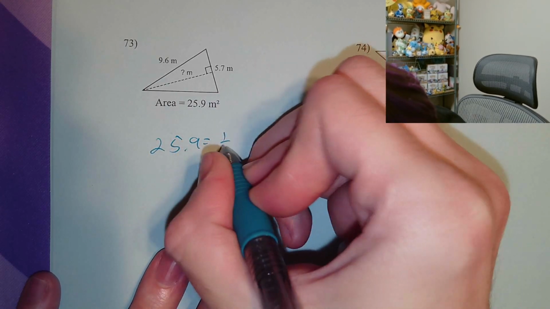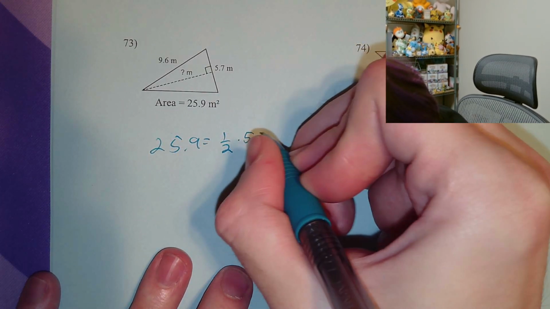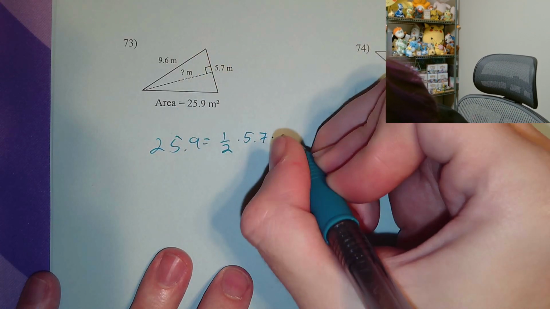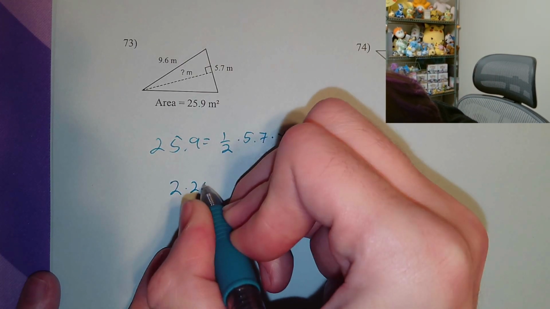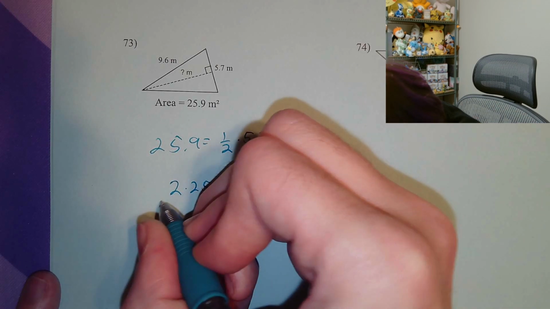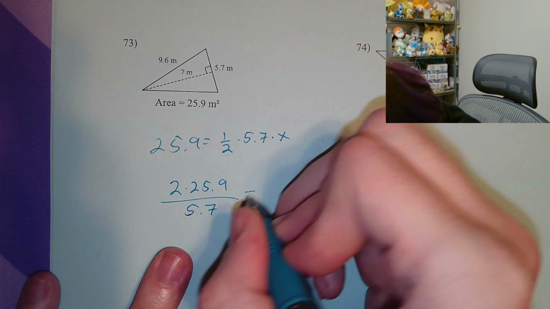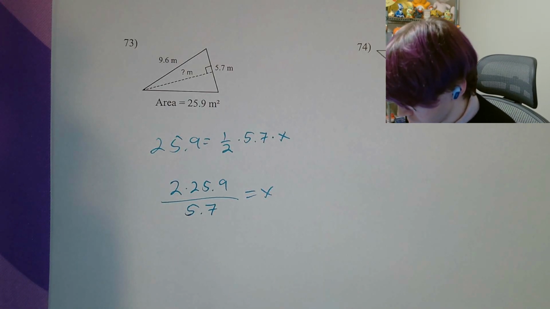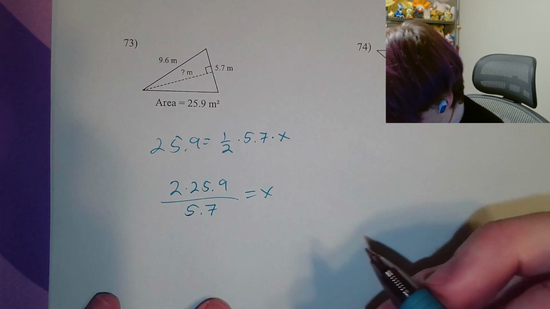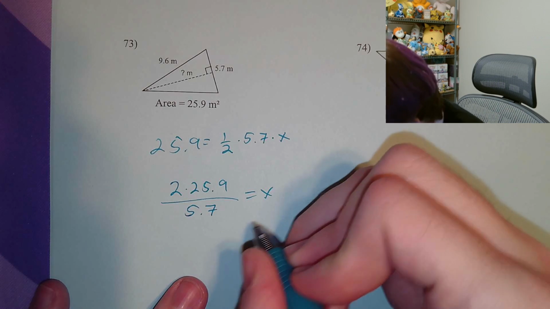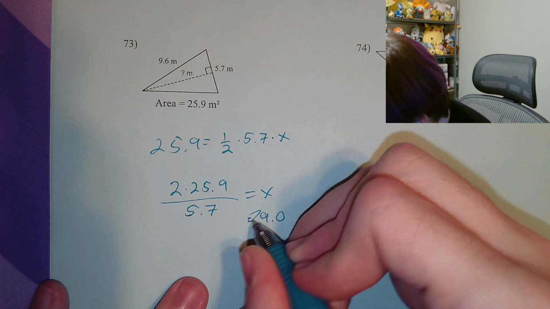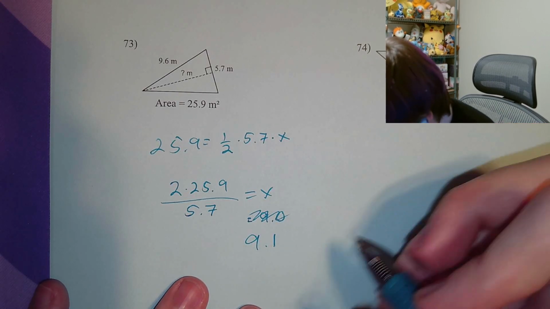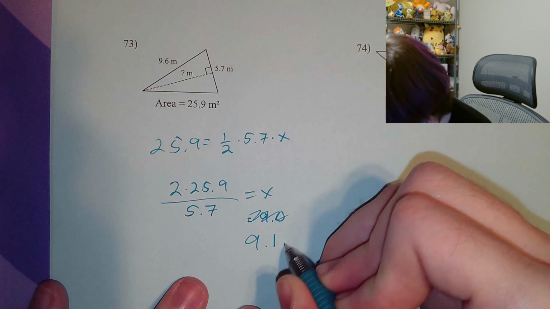25.9 is equal to 1/2 times the base times the height that is perpendicular to the base. I'm going to call it x. So I think the easiest way to do this is to do 2 times that 25.9 and then divided by 5.7 is equal to x. 2 times, I'm using my calculator by the way, divided by 5.7. We get a weird number here. It looks like we get 9.08. Oh, wait, 1 decimal place. 9.1. Here we go, 9.1 meters.